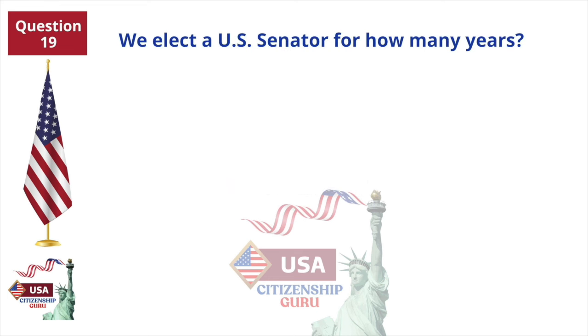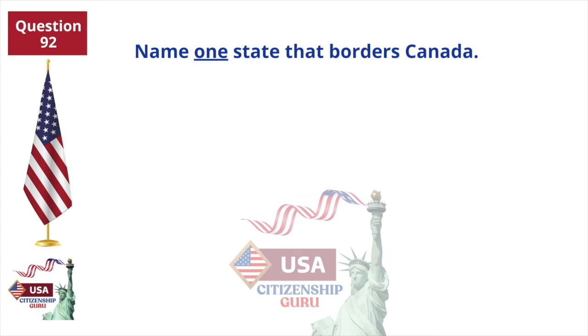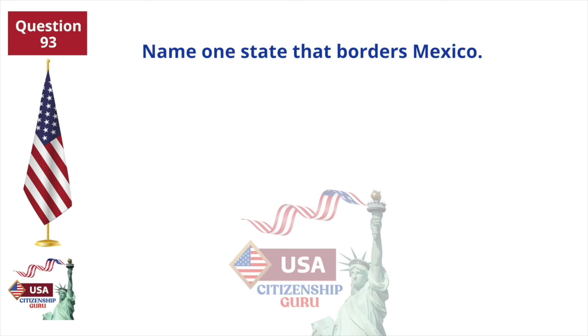We elect a U.S. senator for how many years? 6. Name one state that borders Canada. New York. Name one state that borders Mexico. Arizona.